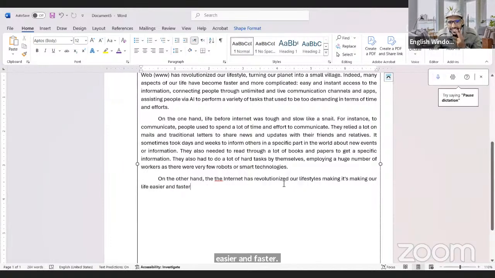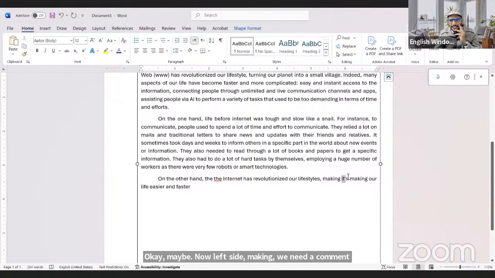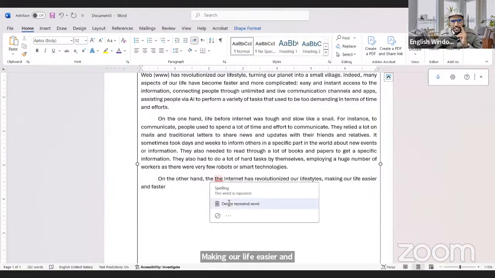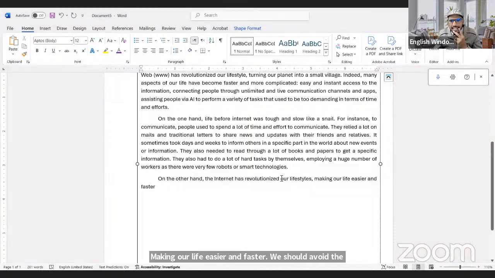The internet has revolutionized our lifestyles, making, we need a comma here, making our life easier and faster. We should avoid the repetition here. On the other hand, the internet has revolutionized our lifestyles, making our life easier and faster. Now we should give some examples. We have 3 points that we are discussing: communication, access to information, and performing certain tasks using robots, AI, and so on.